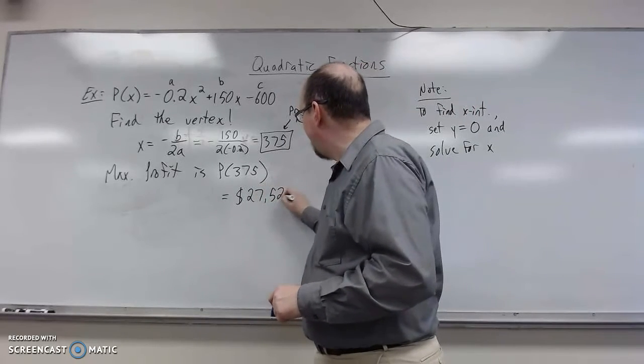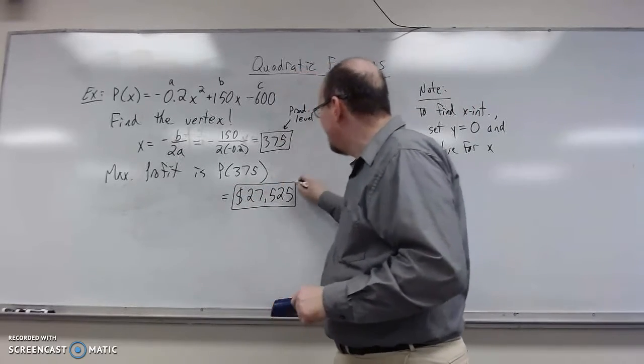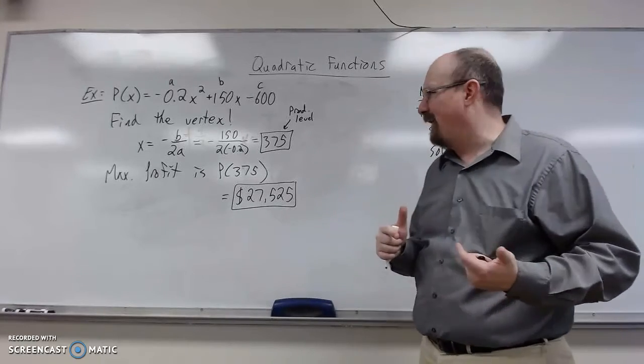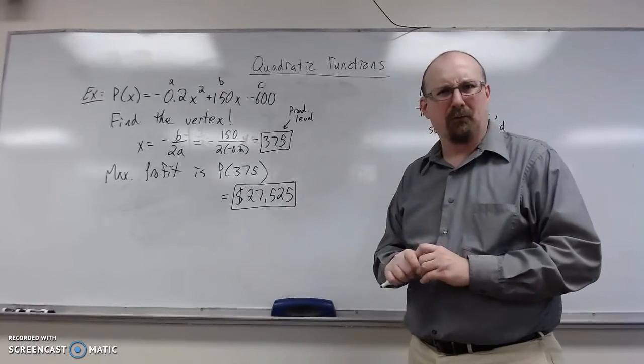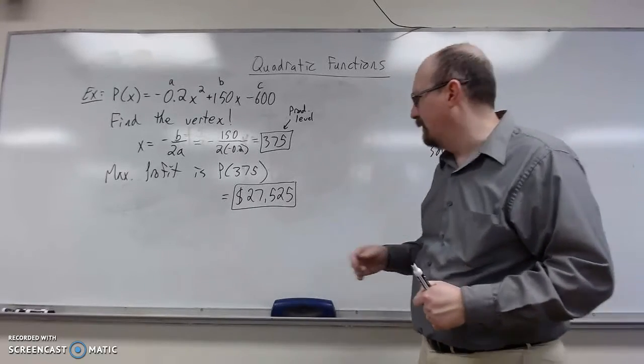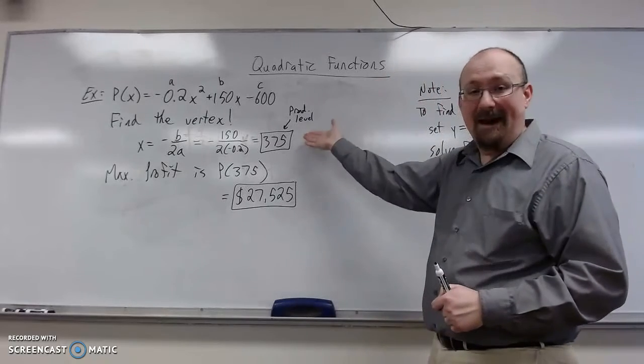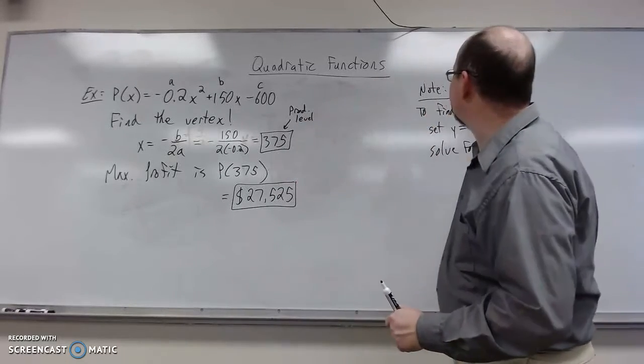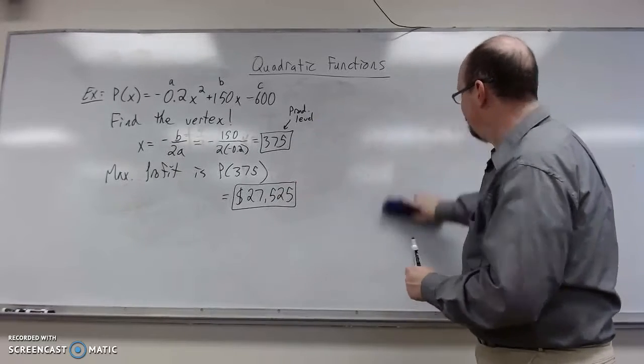We have $27,525. So that's where our profit level maxes out. This finally seems like a number that's a little more reasonable than some of the other stuff we've come up with. So we need to make 375 of whatever it is, and we need to sell, as you're saying, that's how much money we're going to have when we're done.